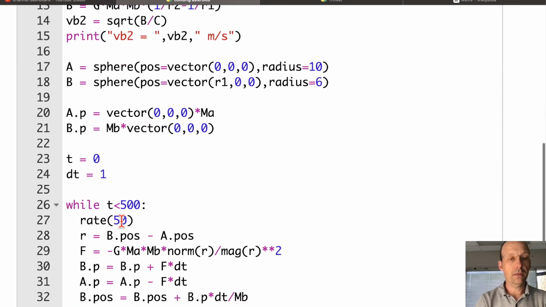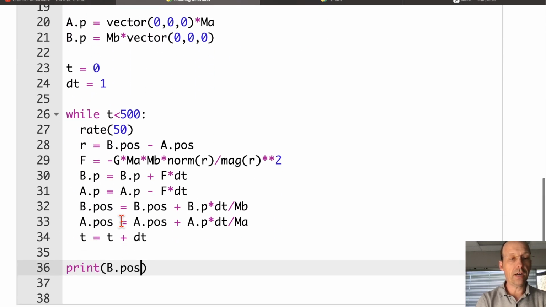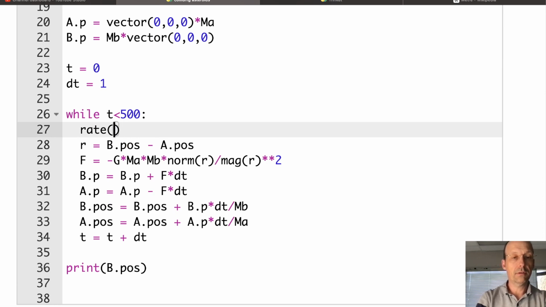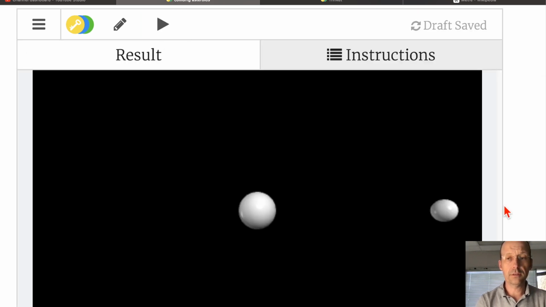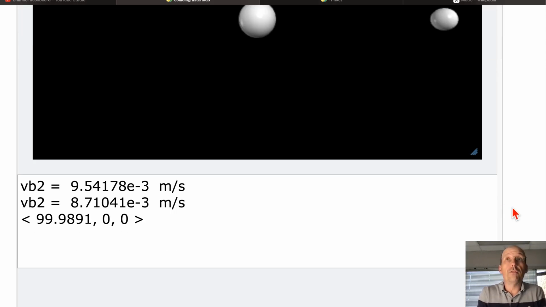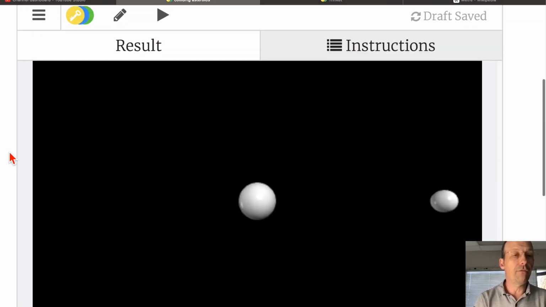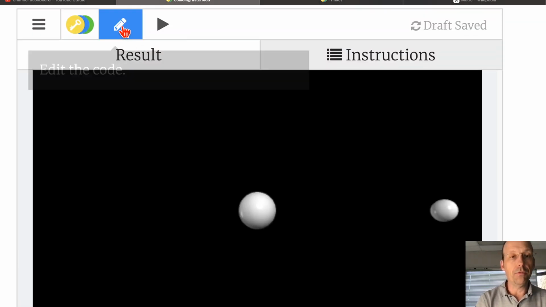Rate, T is less than 500. Let's do this as 100. Let's just do 1,000. Well, if you can do 100, you can do 1,000. There's no difference. Okay, so it did, and it moved. So it is moving, not very much, not very fast. I don't know how long this is going to take. So it's obviously going to take more than 500 seconds. You can't even tell it moved.